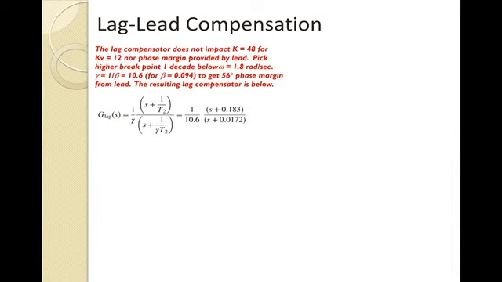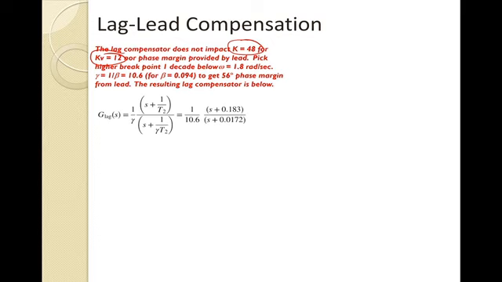The lag compensator does not impact the K term for KV equals 12, nor the phase margin provided by the lead. So we're going to try to pick a higher break point about 1 decade below the 1.8 radians per second. Again, that's where we had picked that phase margin of 55 degrees from the previous slide. So we're going to go about 1 decade below.